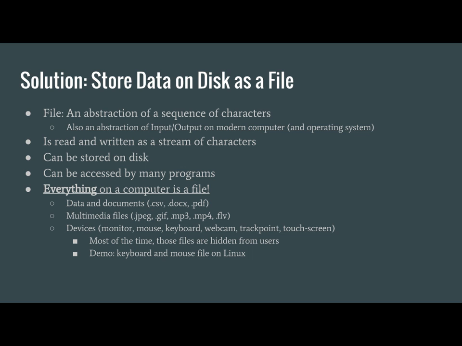In the operating system, a file is an abstraction of a sequence of characters. It does not have to be on a disk. It's just a form in which we can store data on disk.